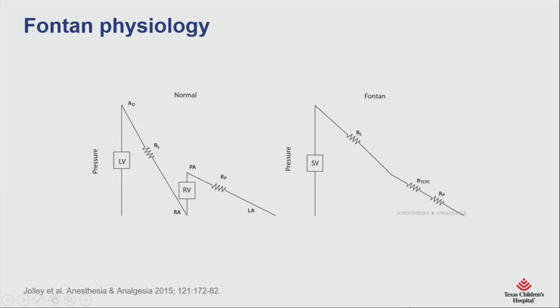So what does this cause? Well, first of all, you're going to have an increase in venous pressure, right? Your venous pressure in a normal patient is obviously right atrial pressure. Your venous pressure here is going to be your Fontan pressure. Now, in addition to that, your pulmonary pressure is lower. And that pulmonary pressure is actually what's going to give you your preload to the ventricle, which is essentially going to be conditioned by your transpulmonary gradient.